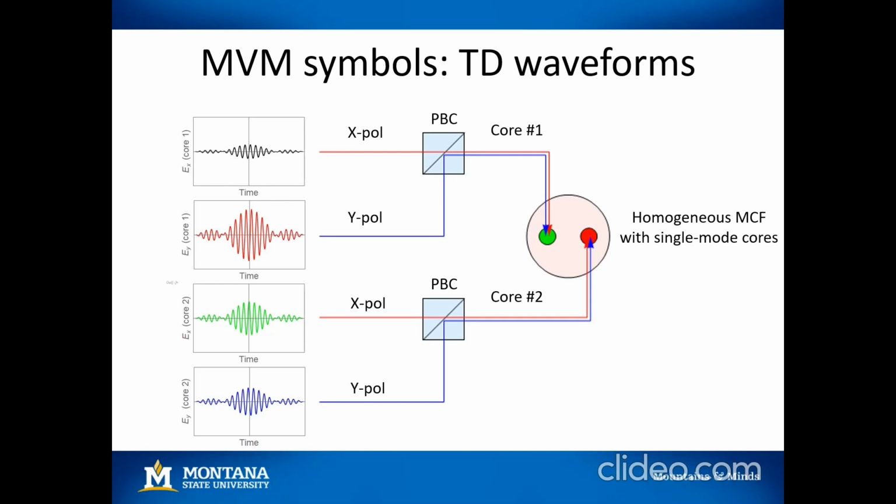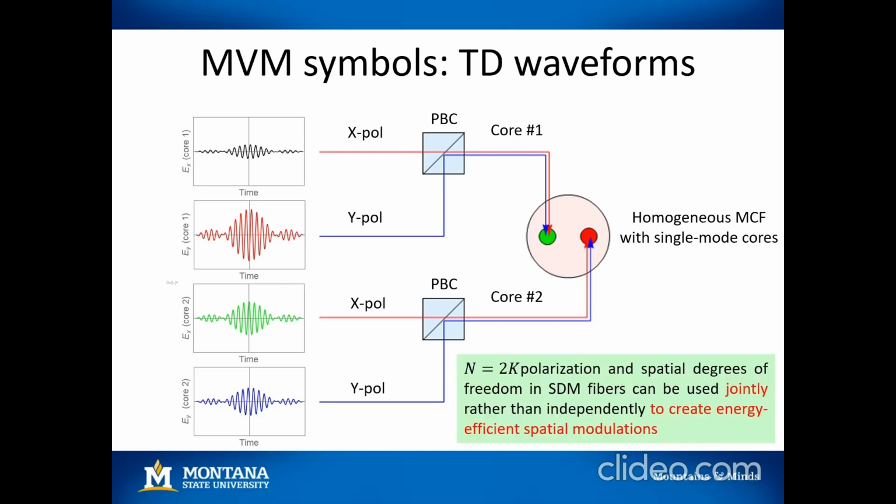The signals are multiplexed pairwise and launched in the x and y polarization of each core. If we have k cores at our disposition, we have n equal to 2k polarization and spatial degrees of freedom that can be used as a parallel bus jointly, rather than independently as in the case of space division multiplexing, to create energy efficient spatial modulations.